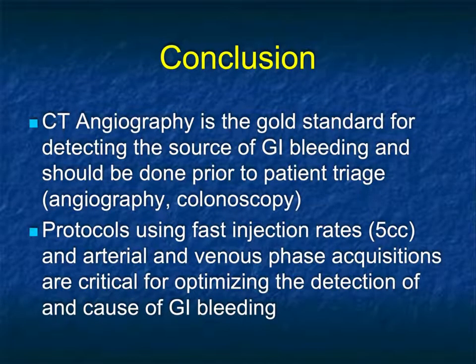So concluding, I've spoken to you a lot about GI bleeding. CTA is the gold standard for detecting the source of GI bleeding and should be done prior to patient triage whether we think about angio or colonoscopy. Protocols need to use fast injection rate. You need to do dual phase imaging, and looking at the coronals and sagittals is critical, but also particularly the MIPs, but also the CTA with volume rendering is very important. And as we learn more about cinematic rendering, that also may prove to be extremely valuable.